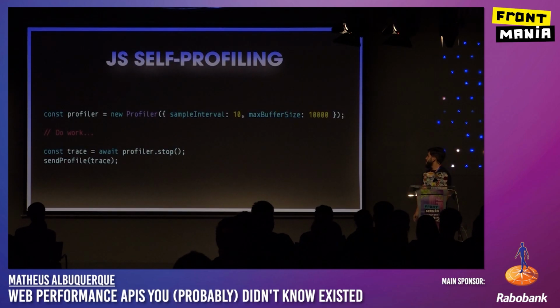The second one is the self-profiling API, and it's not a part of the PerformanceObserver. Basically, you instantiate a new profiler, and then you start doing something, any task that you think is going to be heavy or that you're particularly interested in measuring. And then you get a full stack trace, just like you would in developer tools. And with that stack trace, you can, for example, report it to another service or something.